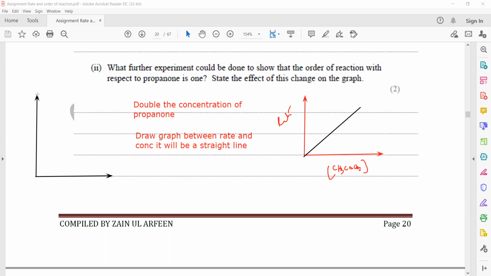Okay, then it should have a constant half-life. For the change in concentration with respect to time, because it's first order, it should have a constant half-life. So if we plot a graph, it will be a straight line, and both increase by the same factor. You can mention the concentration graph as well.